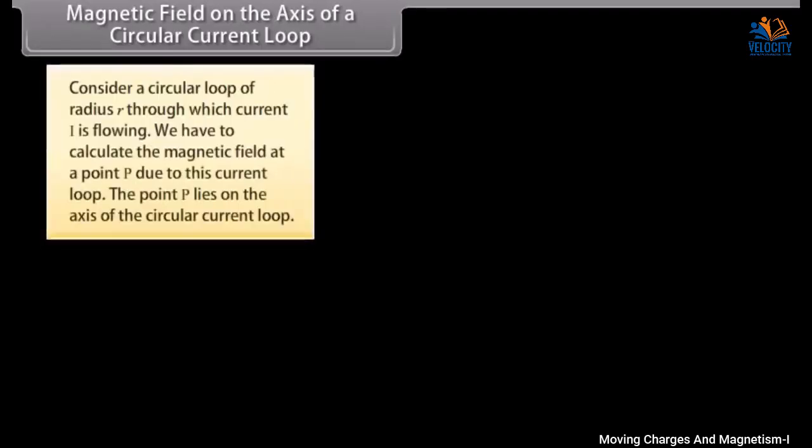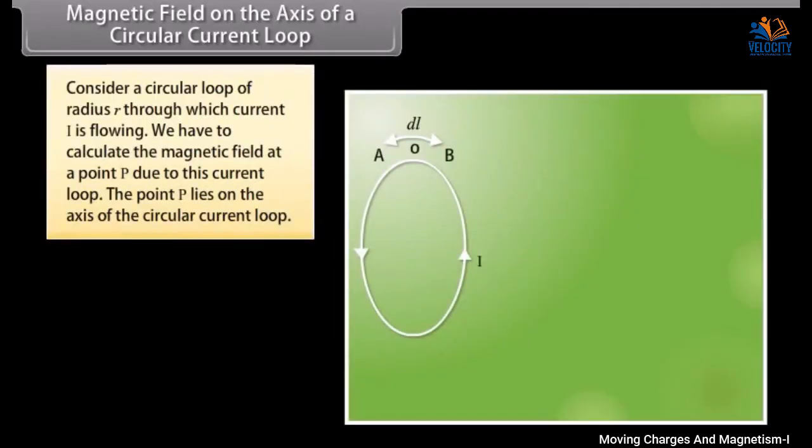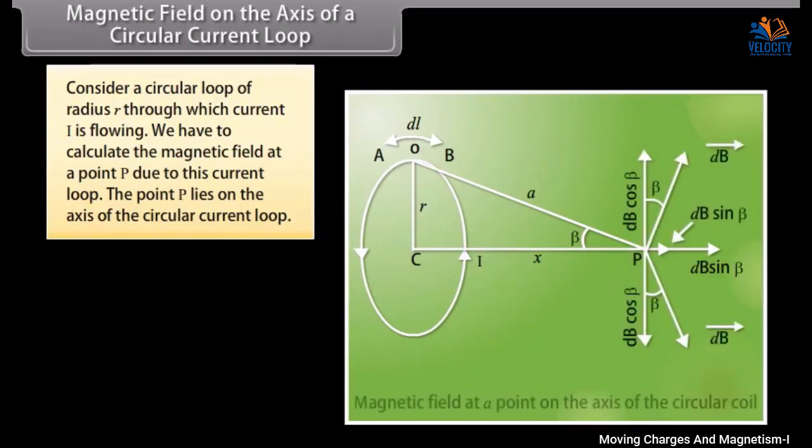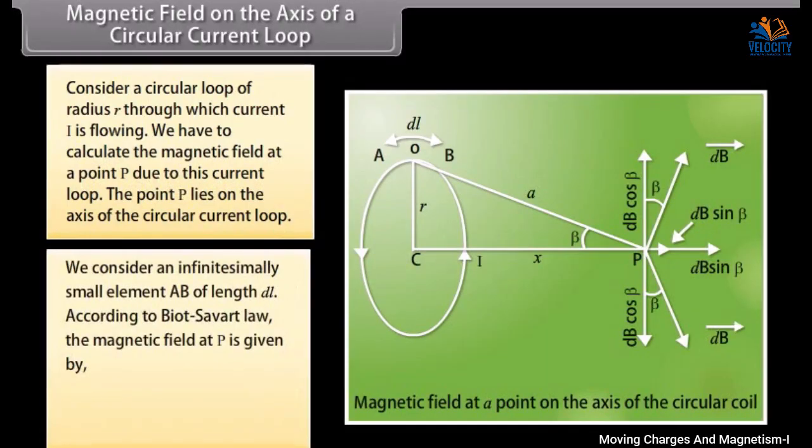Magnetic field on the axis of a circular current loop. Consider a circular loop of radius r through which current I is flowing. We have to calculate the magnetic field at a point P due to this current loop. The point P lies on the axis of the circular current loop. We consider an infinitesimally small element AB of length dl. According to Biot-Savart Law, the magnetic field at P is given by mu naught upon 4 pi multiplied by I dl sine theta divided by a square.